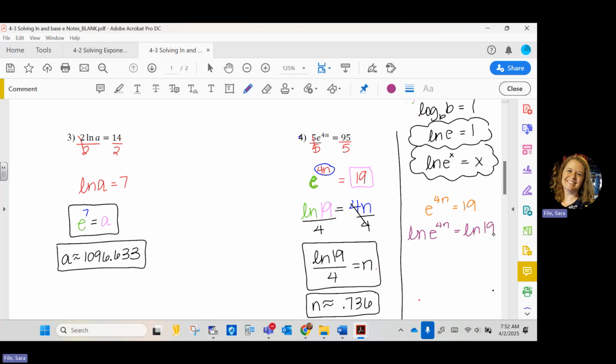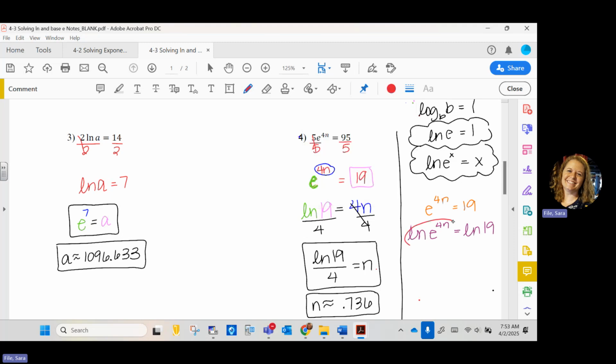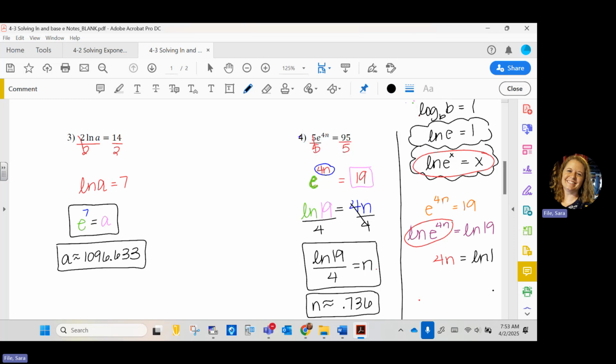So if I take the natural log of both sides, this left side is going to simplify because of this rule here to just 4n, isn't it? So then I would have 4n equals the natural log of 19, and then I would divide the 4 over. And I end up with the same thing, don't I? Natural log of 19 over 4. So it's just an alternate way to get there.